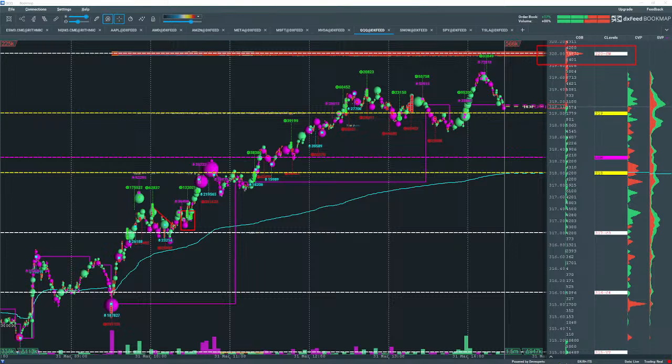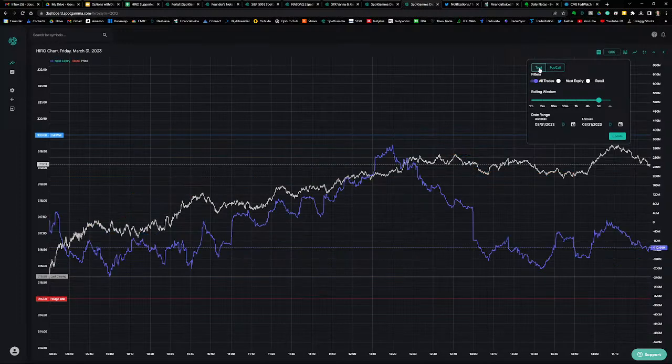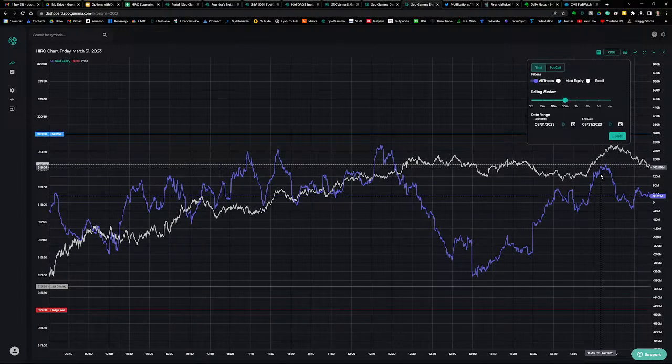Let's go back and take a look at Hero and see what options traders are doing right now. We'll go back to the total signal. And let's take a closer look, go back to a 30-minute look back period, rolling window period, and it looks like options trades shifted bullish around 1 o'clock, and now that has leveled off.